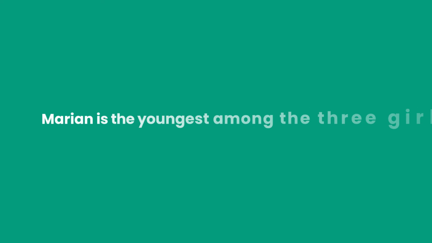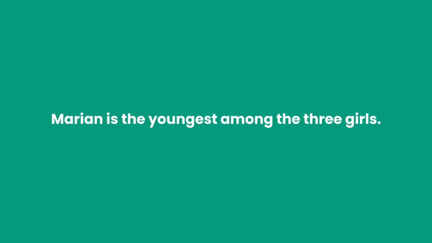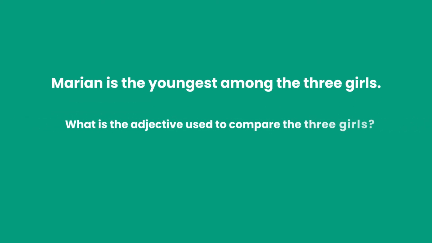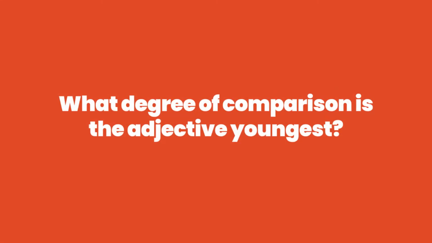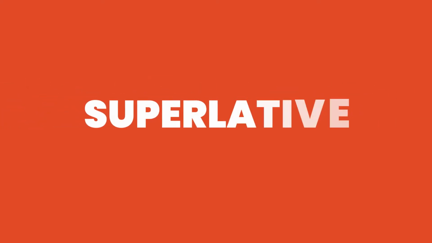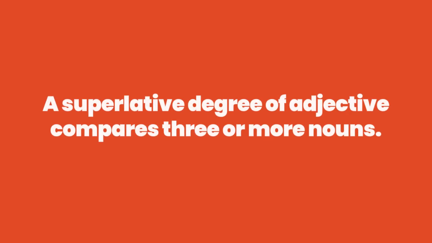How many persons were compared in the third sentence? Correct. We compared three persons. What is the adjective used to compare the three girls? Right. The adjective used is youngest. What degree of comparison is the adjective youngest? Very good. It is a superlative degree. A superlative degree of adjective compares three or more nouns.